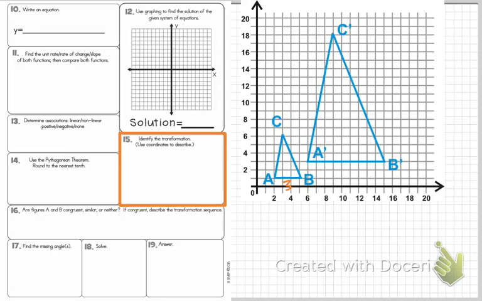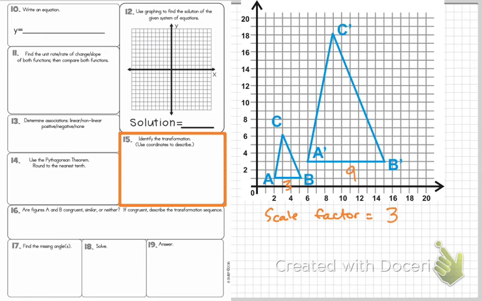I've counted the bottom side, which is 3 across. Line AB is 3 across. And I can also count the bottom side of my bigger shape, which is 9 across. That can tell me that my scale factor is a scale factor of 3. In this case, I know that because 3 times 3 is equal to 9.